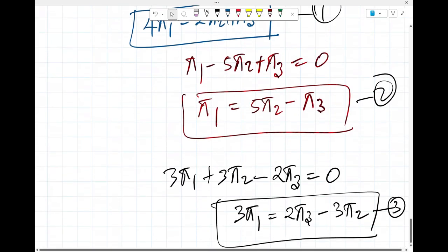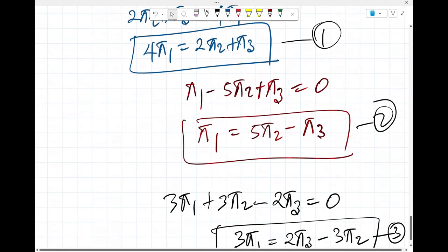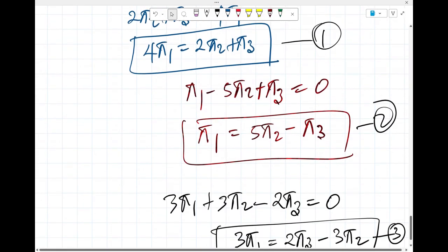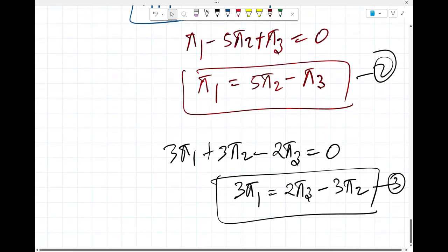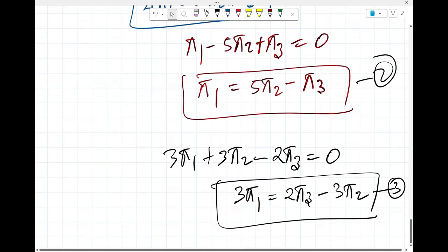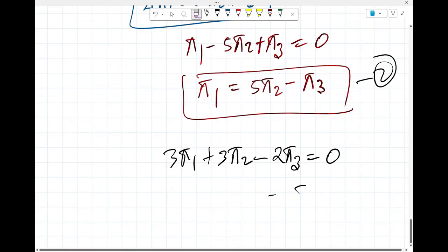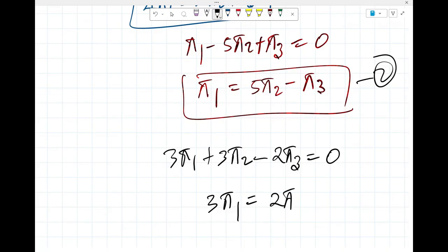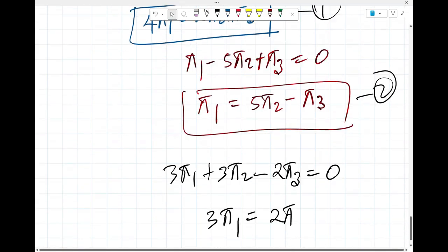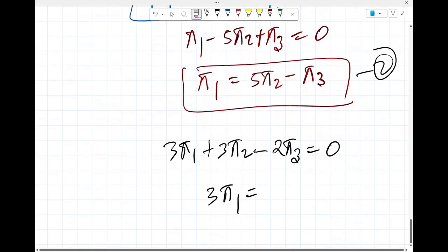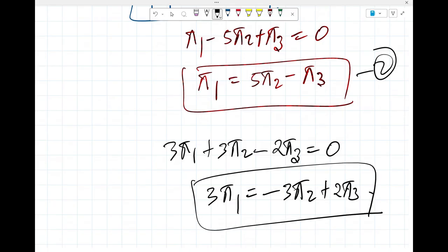So we can eliminate. Let me do it this way: let's make pi 1 the subject in each case. So 3 pi 1 equals, with pi 2 coming first, minus 3 pi 2 plus 2 pi 3. And that is equation 3.